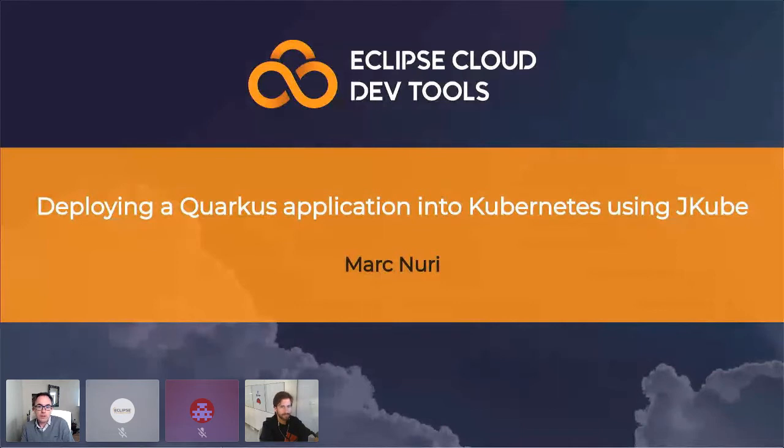So Marc today is talking about bringing together some of my favorite projects right now. If you haven't checked out Quarkus, I urge you to do so. It describes itself, I think, very well as supersonic subatomic Java. And Marc's going to talk about how to deploy a Quarkus application into Kubernetes with JKube. And JKube is, of course, one of the ECD tools projects that we're overseeing in the working group. So over to you, Marc.